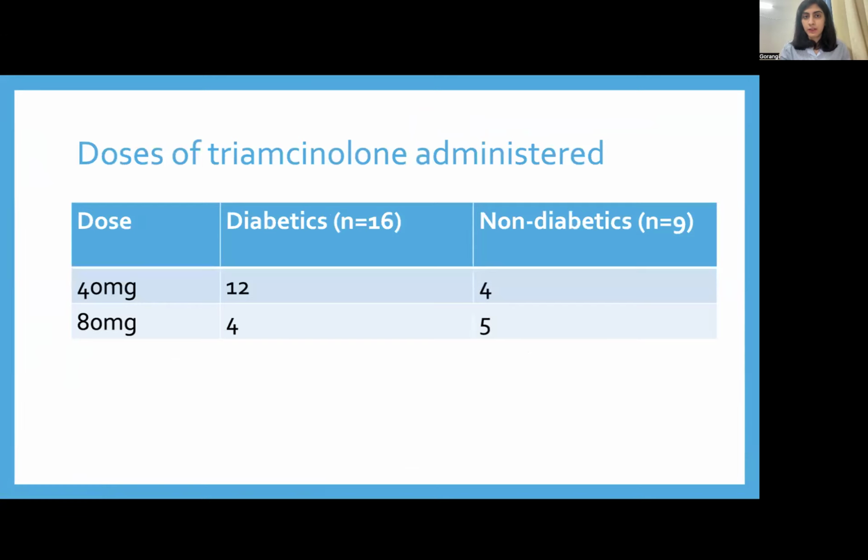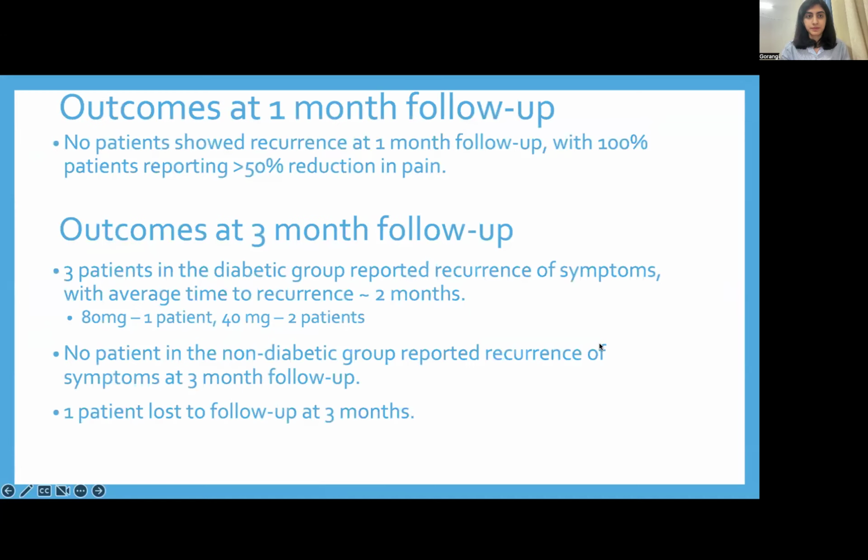Coming to the doses of triamcinolone administered, we had 12 patients who were diabetics and given 40 mg. Non-diabetics were given 40 mg in 4 patients. 80 mg doses were given to 4 diabetics and 5 non-diabetics.